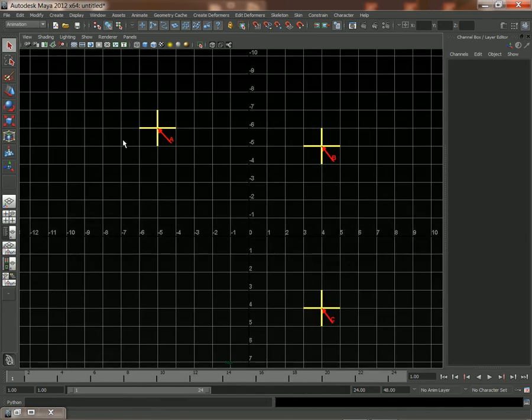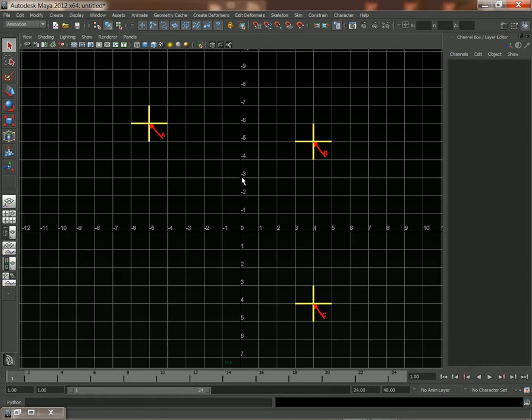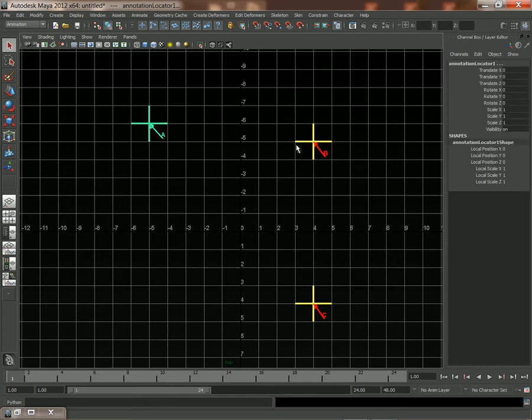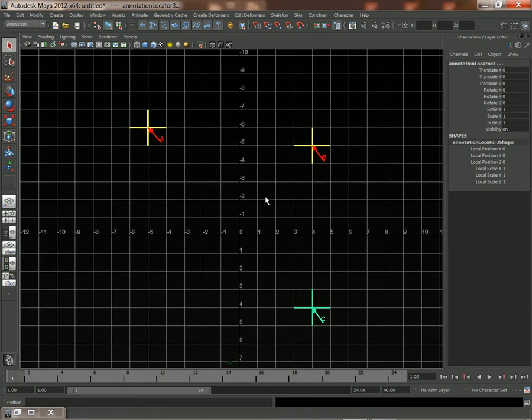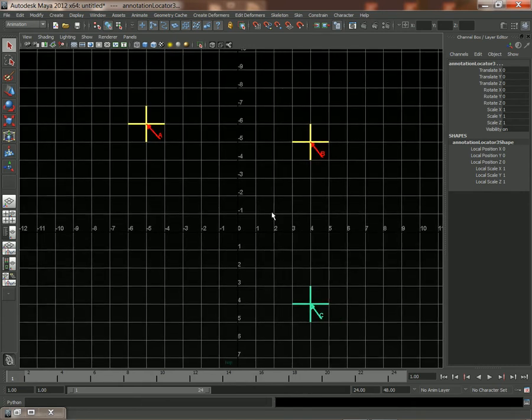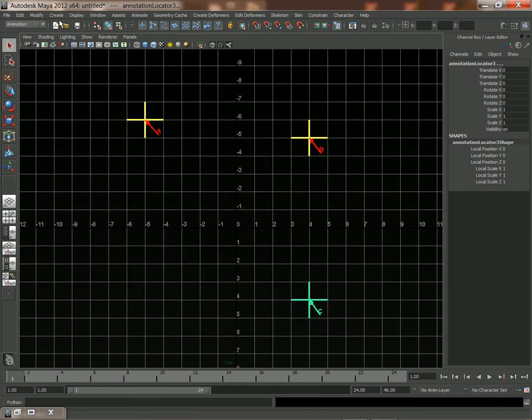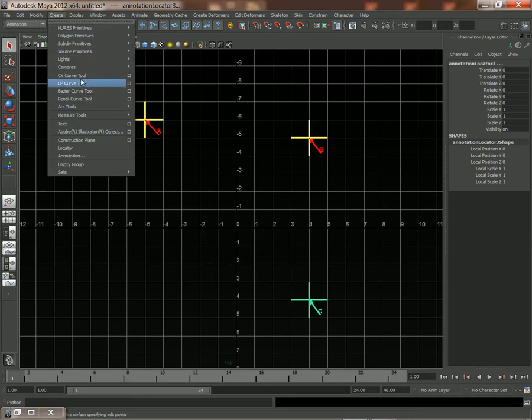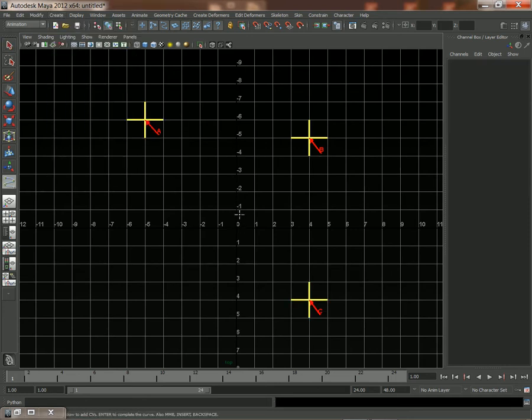So to start, we have some points here, and a point can be any position defined in a 2D or a 3D space. So here I created some points with the locators. And just for simplicity's sake, we're in the top viewport so we can just focus on a 2D space for the moment. So now I'm going to use a CV curve to represent a vector.